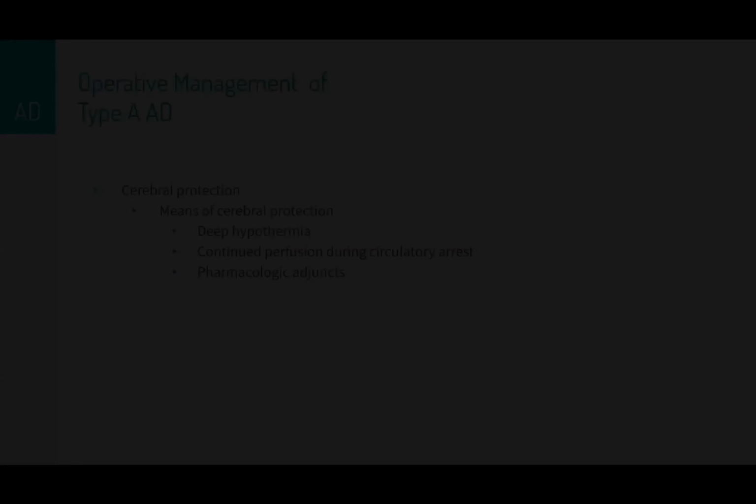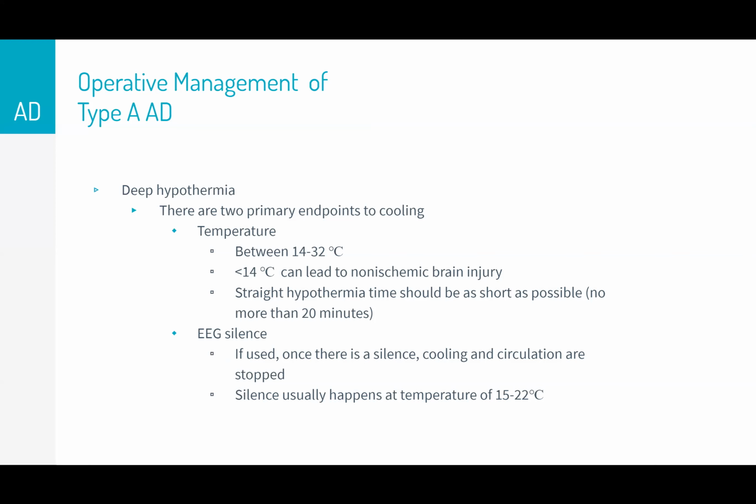For the deep hypothermia, there are two primary endpoints when cooling a patient, either use the temperature as an endpoint or EEG silence. If you use the temperature, you have to aim at a temperature between 14 and 32.